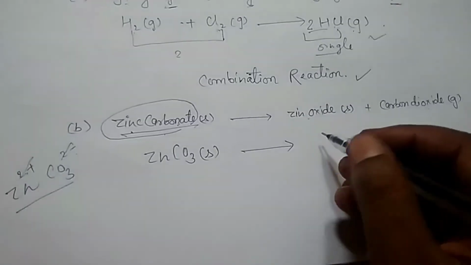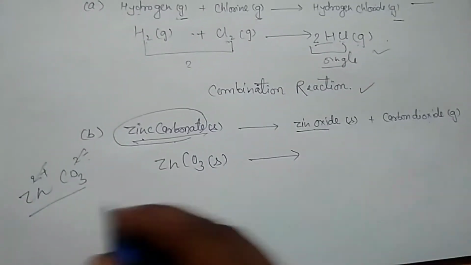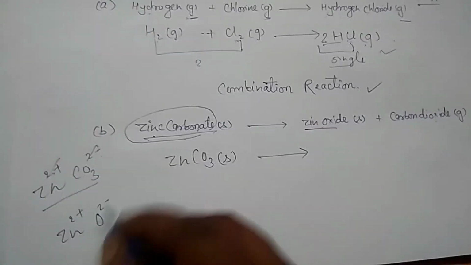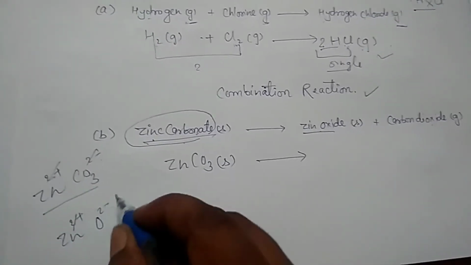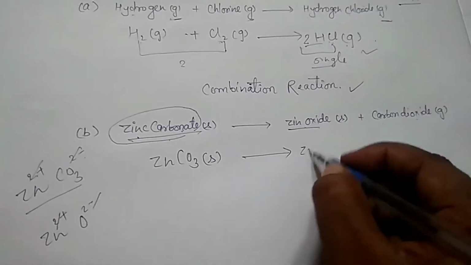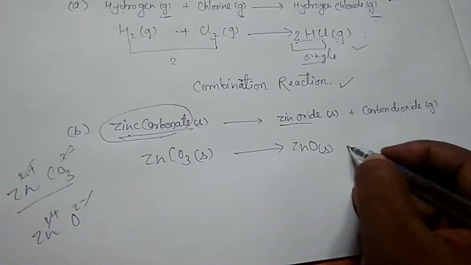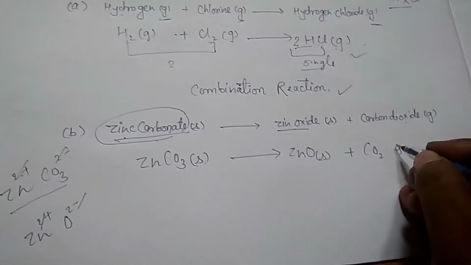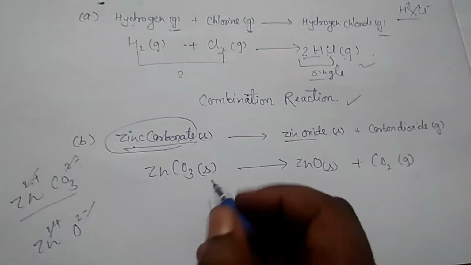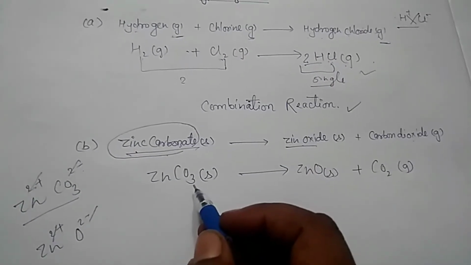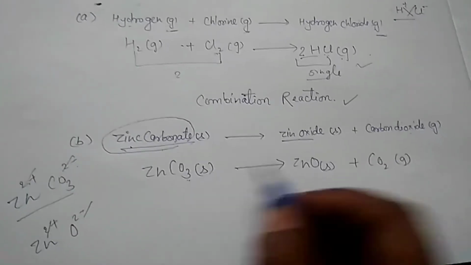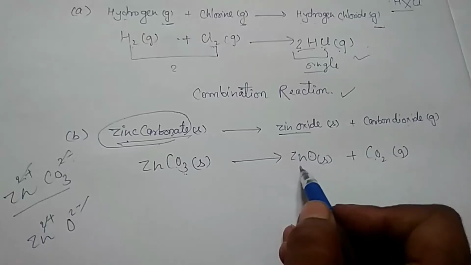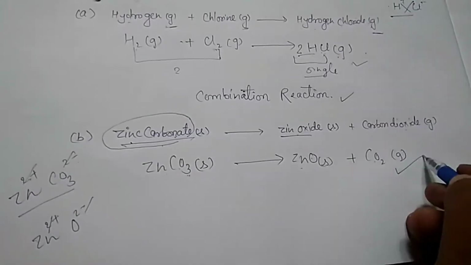Any problem? So it forms zinc oxide: Zn 2 plus, oxide oxygen 2 minus, plus 2 minus 2 will cancel. It forms ZnO plus carbon dioxide, which is very easy for you children, CO2. Now balance the chemical equation. There are 3 oxygen and 3 oxygen, 1 carbon and 1 carbon, 1 zinc and 1 zinc. So it is already balanced, children.